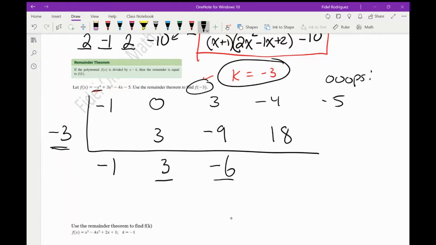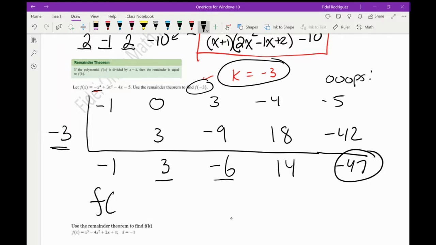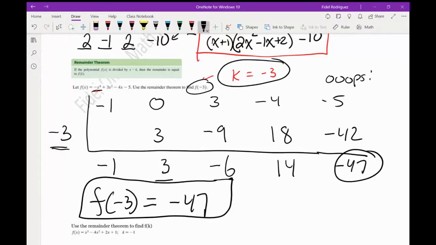Multiply, this is a +18. Add them together, that is a 14. And -3 times 14 should be a -42. Add them together, that is a -47. Okay, so sorry about this, guys. So this is telling me f of -3 is equal to -47.